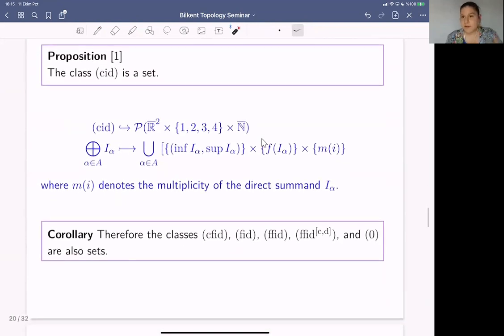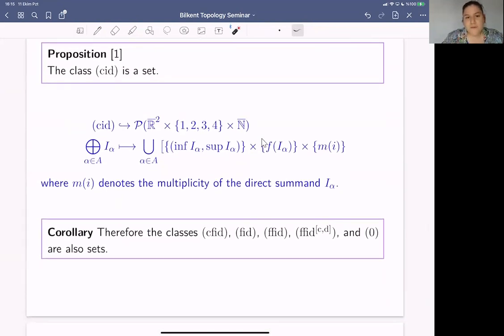So let me give an example. The class of countably interval decomposable persistence modules. Let me write again. You are allowing a countable sum, and each interval can be anything. In this case, I'm going to find a map from the class of countable interval decomposable persistence modules to a power set. This is the idea. When I consider any interval I sub alpha, I'm going to consider the union. The first one is the infimum and supremum.